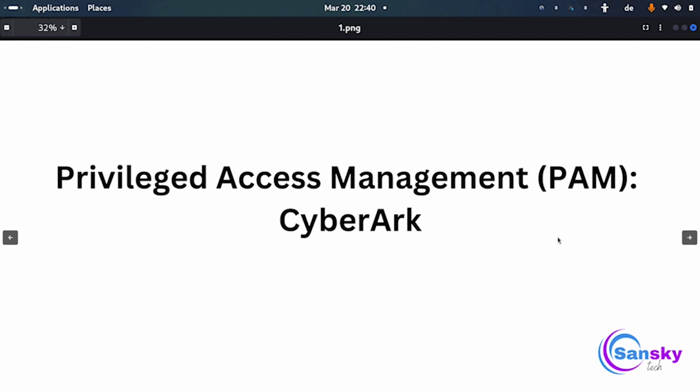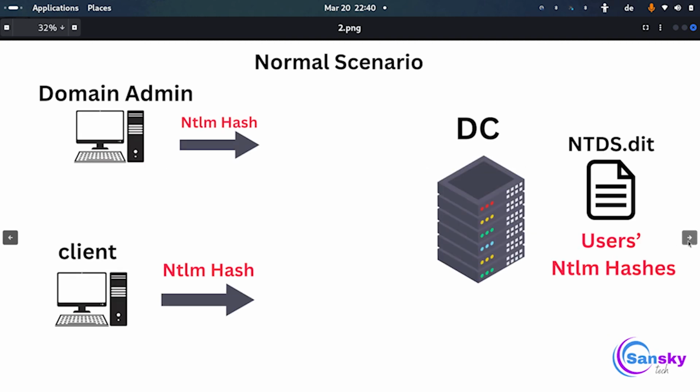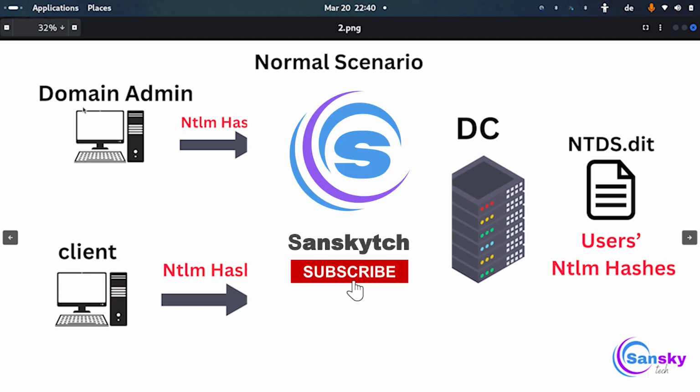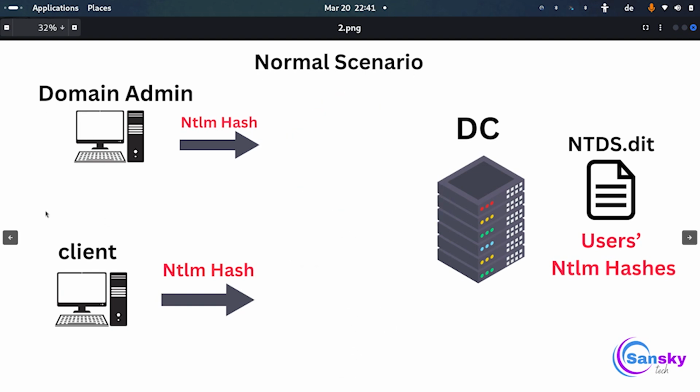In order to understand how exactly it works, we have to consider a normal scenario in which we have a client and a domain admin that want to log into the domain. Both of these two will send their NTLM hash to the DC, and the DC, by using its ntds.dit, will check the NTLM hash of these two users and authenticate them, and that's it. That is the normal scenario in which users are trying to log into the domain.